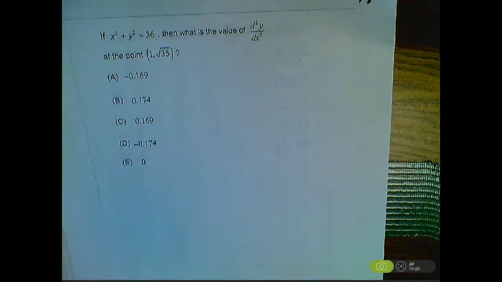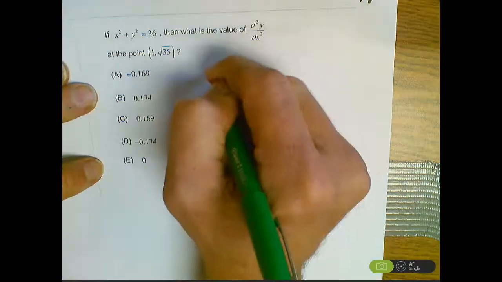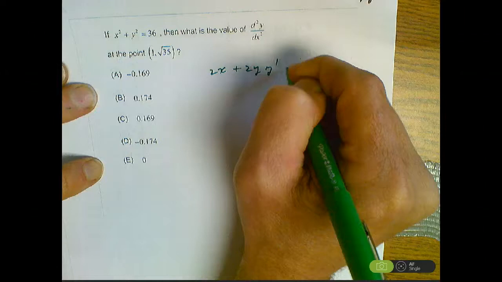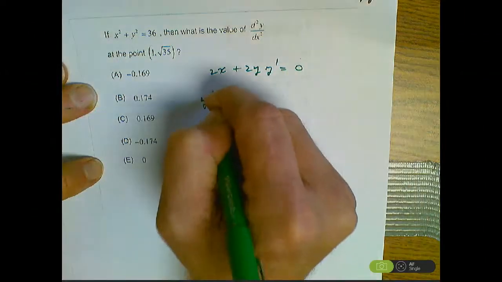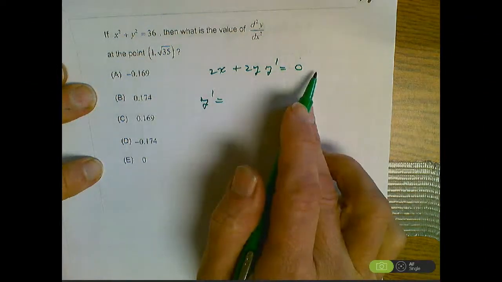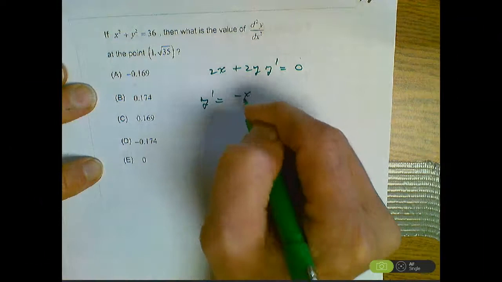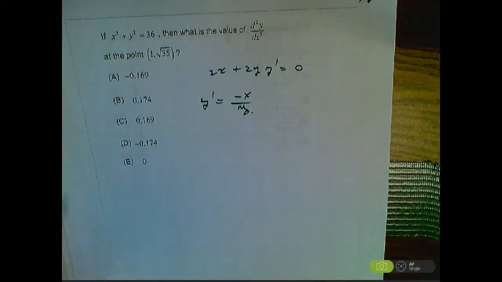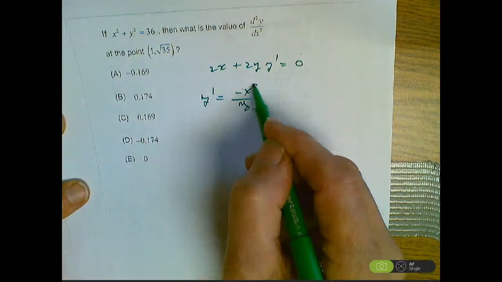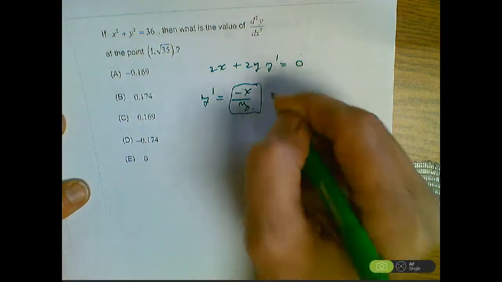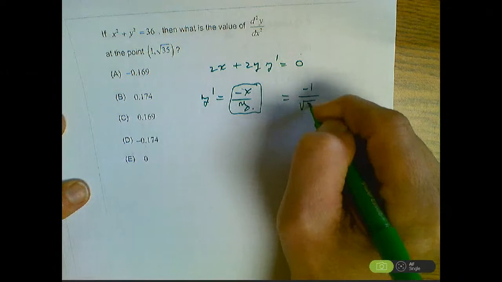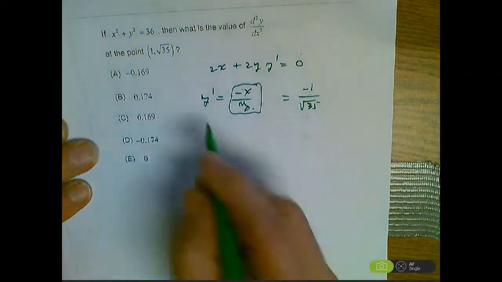What's the value of the second derivative at the point 1 over square root 35? First derivative: 2x plus 2y, y prime equals 0. Get rid of the 2's. Y prime equals negative x over y. Okay, now we've got that. We could define y prime numerically. We can go ahead and plug those numbers in, and actually y prime is going to be negative 1 over root 35.